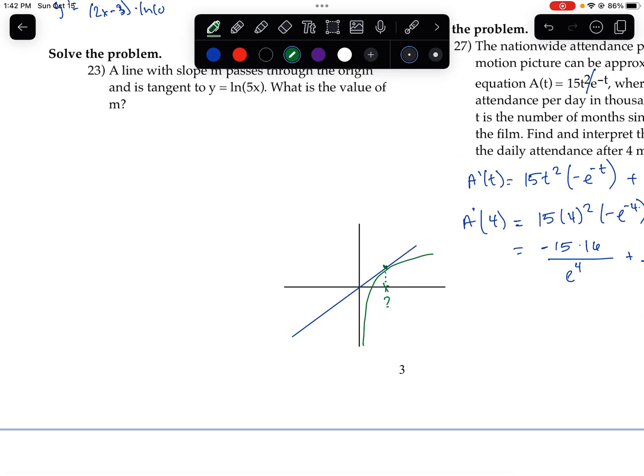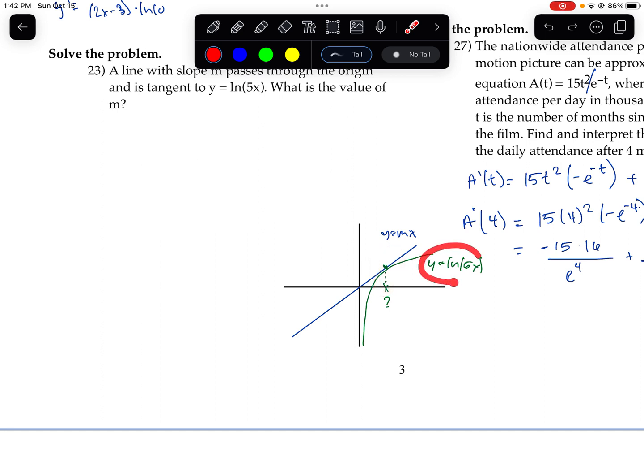And this line right here is y equals mx. And then this other curve right here is y equals natural log of 5x. So what does the value of m have to be to make them intersect? If they are intersecting at this point, m will be equal to the slope of this graph, but only at this point right here.